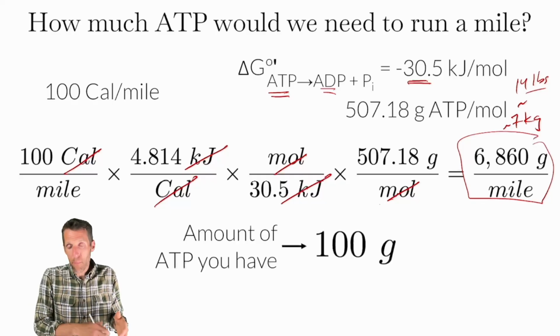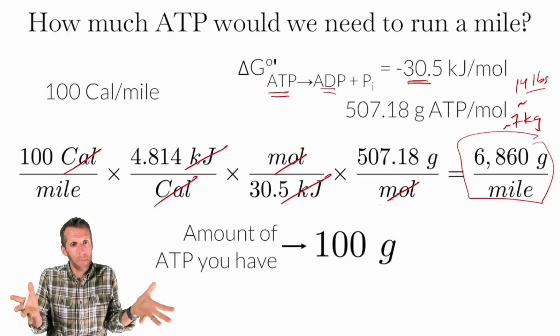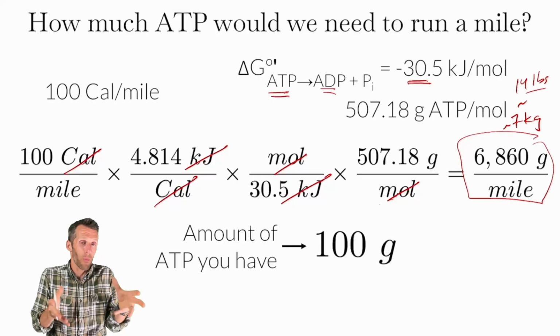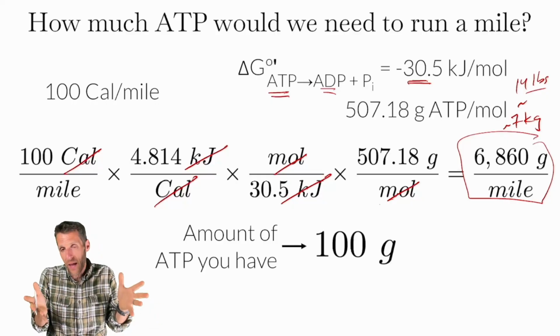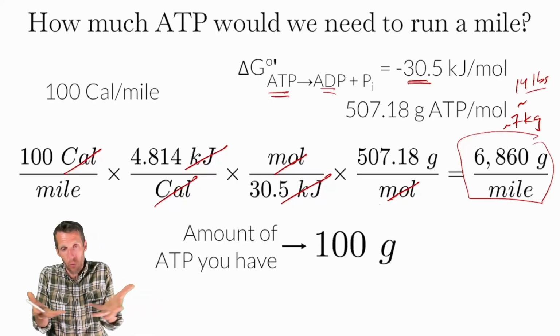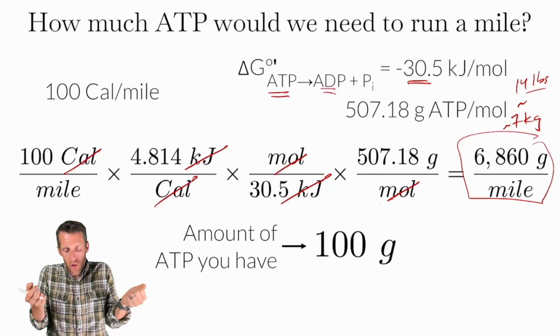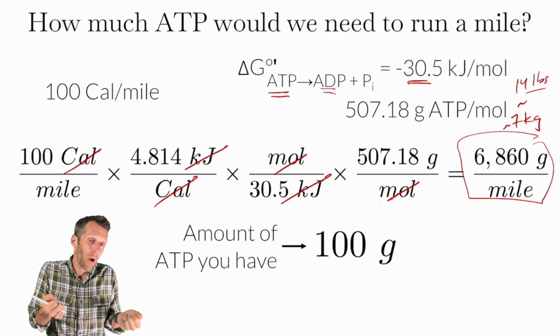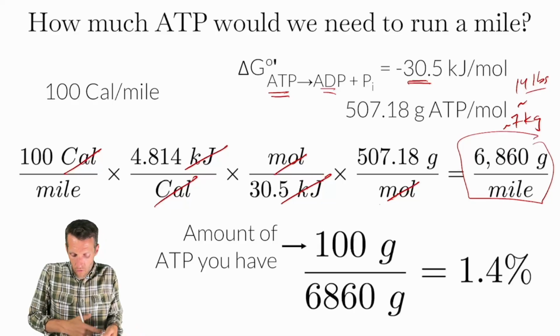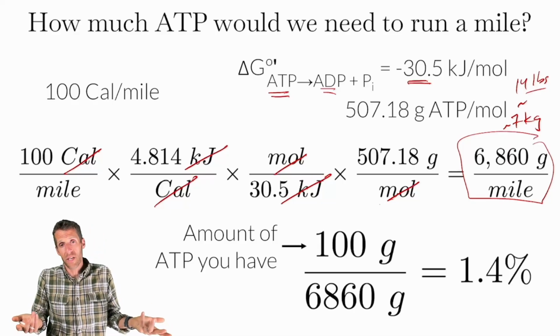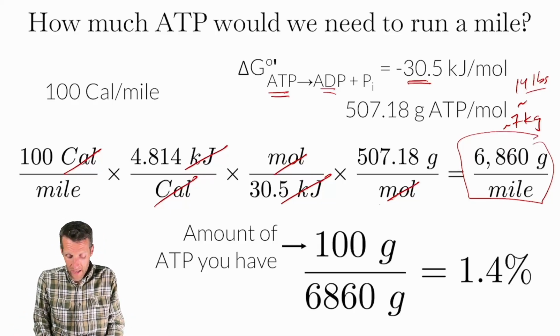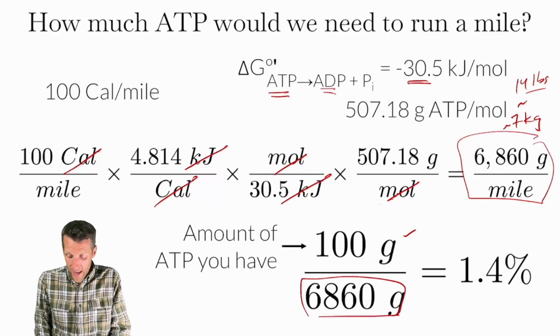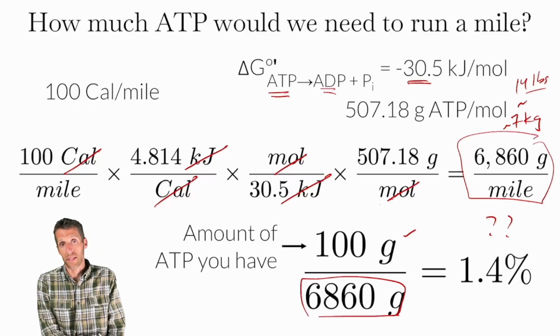We have a problem. And that problem is you have only about 100 grams of ATP. The numbers vary across the internet, but 100 is about right. It's within an order of magnitude. So how can anybody run a mile when they have something like 1.4% of all the ATP that they need? They have 100 grams, and they're going to use 6,860 grams. How do we reconcile these two things?